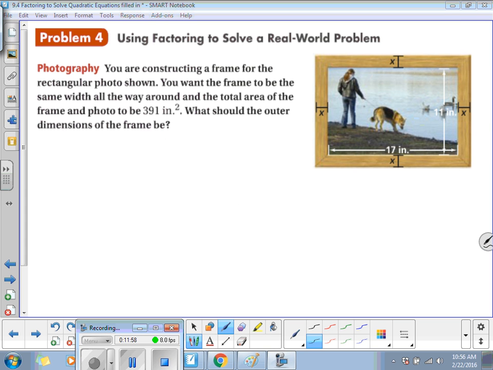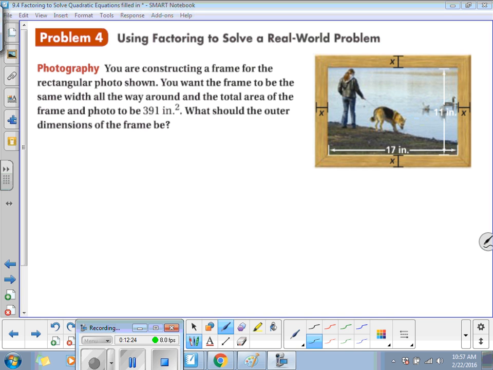All right, problem 4 is using factoring to solve a real-world problem. You're constructing a frame for the rectangular photo shown. You want the frame to be the same width all the way around, and the total area of the frame and the photo to be 391 inches squared. What should the outer dimensions of the frame be?